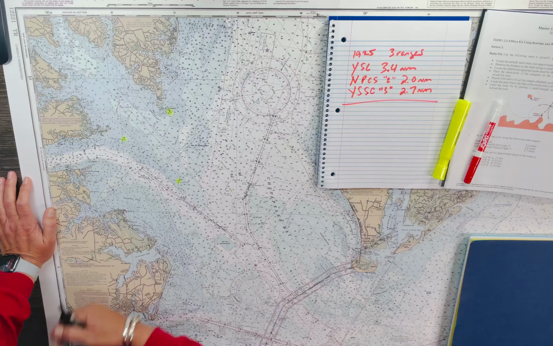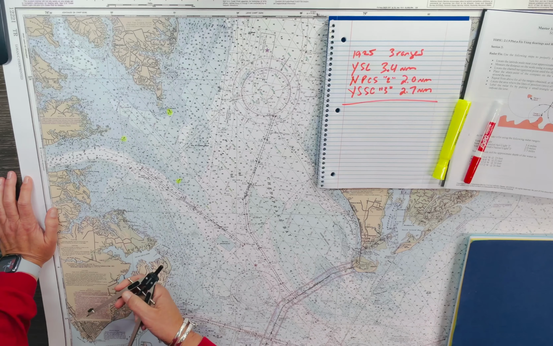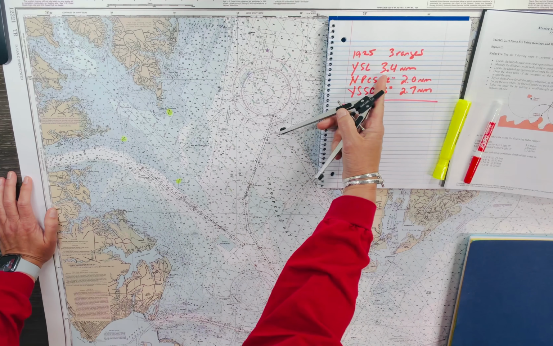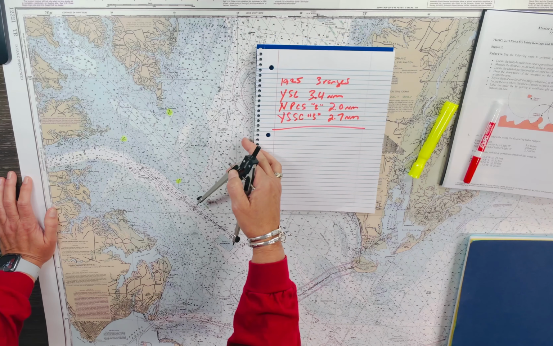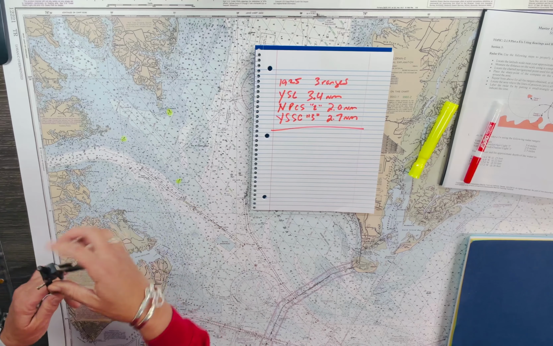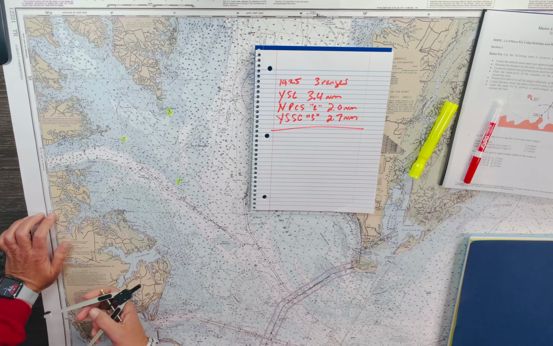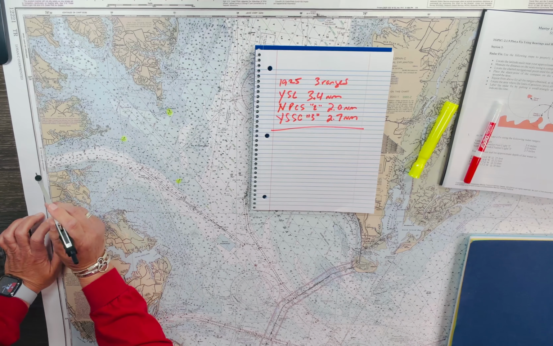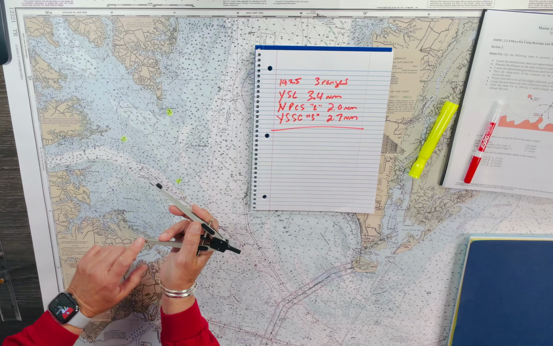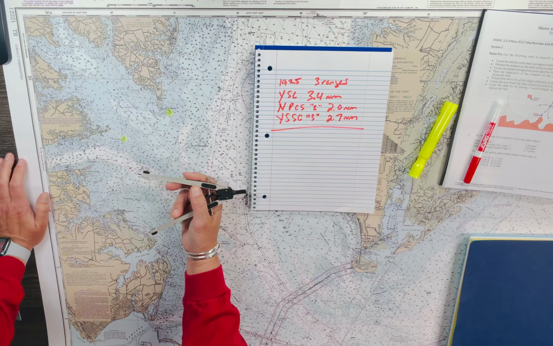You don't want to measure at the bottom and bring it up to the top. There's some slight differences there. So the first one is York Spit light at 3.4 nautical miles. So I'm going to put my point on a latitude line here as my reference. Put the point there, and you need to have a piece of lead on the other side.